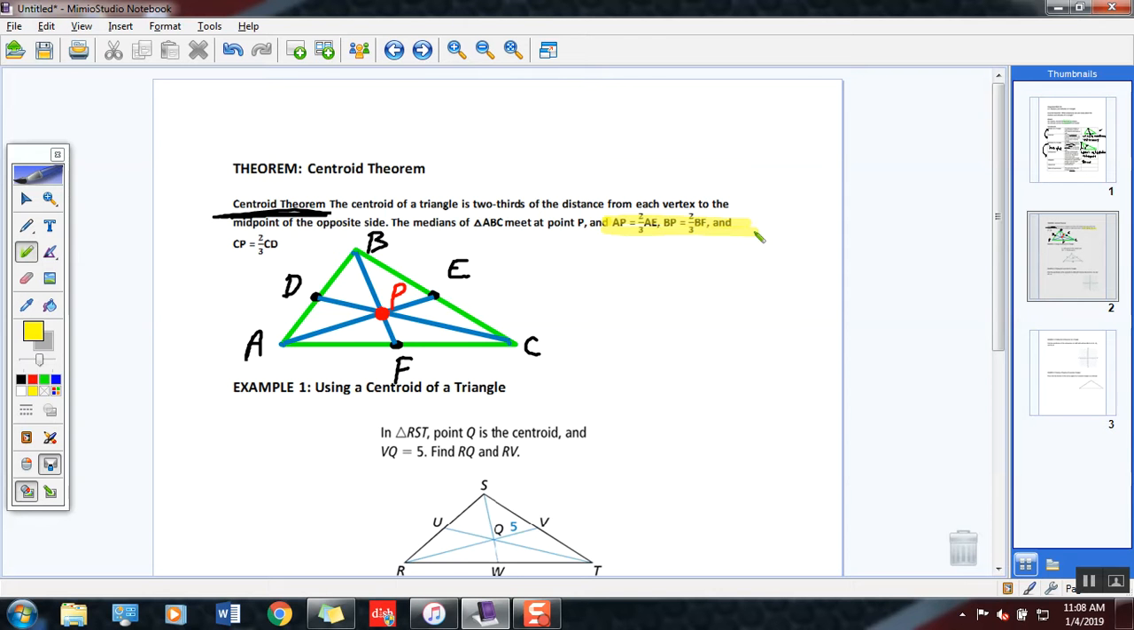If you can think of it this way, it means this. It means for the medians there's a longer part and a shorter part, from the centroid to the midpoint and the centroid to the vertex. The distance from the vertex to the centroid is always the longest part. So if I do this, kids, I want you to think about the distance from the centroid to the sides as like a 2-to-1 ratio.